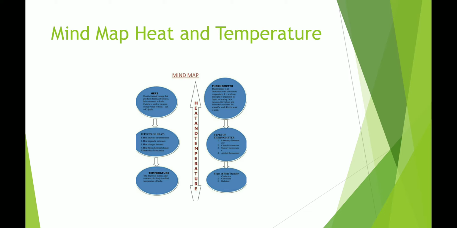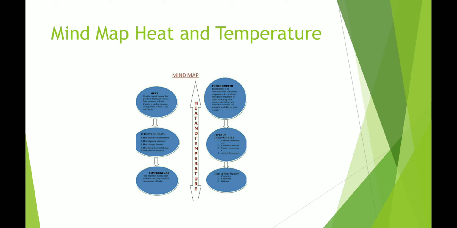Next, we will move to thermometer. Thermometer is an instrument used to measure temperature. It works on the principle of expansion in liquids on heating. It is measured in Celsius and Fahrenheit scale, but for scientific work, Kelvin scale is also used. Then types of thermometer: laboratory thermometer, clinical thermometer, mercury thermometer, alcohol thermometer, or digital thermometer.